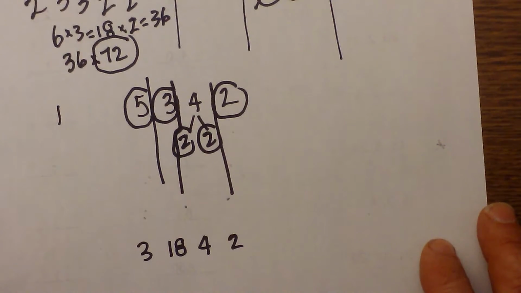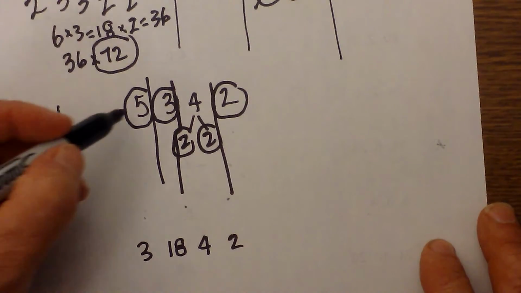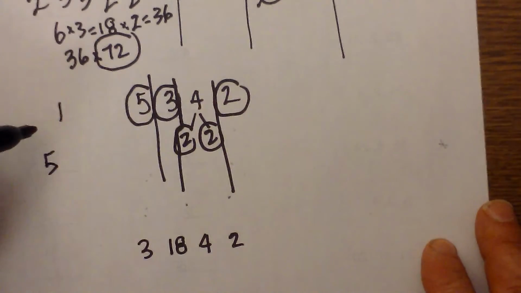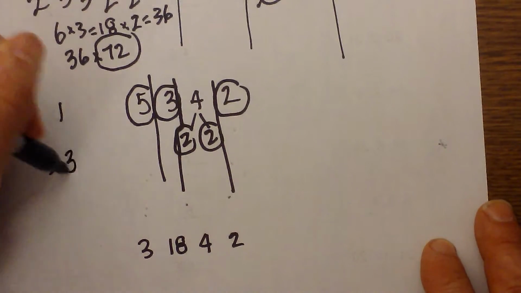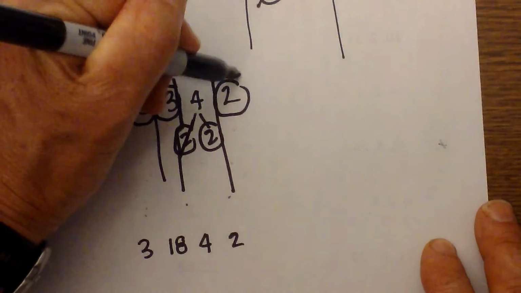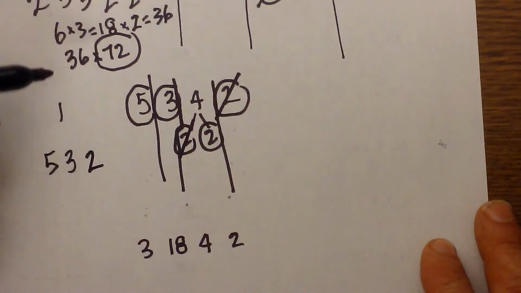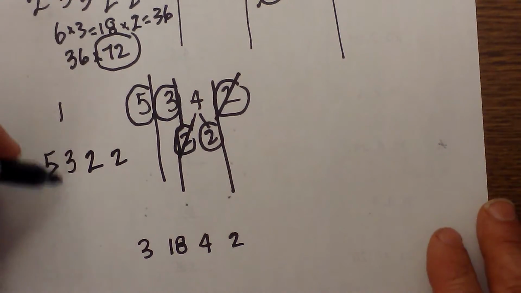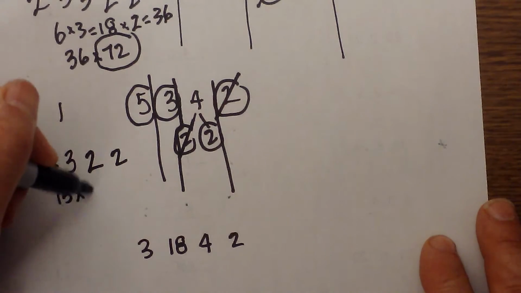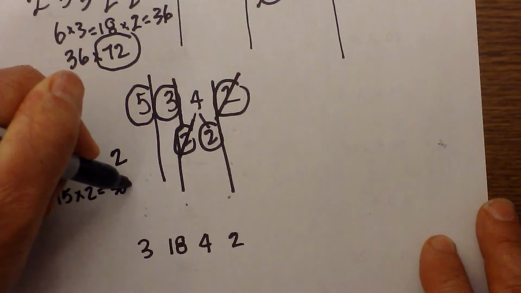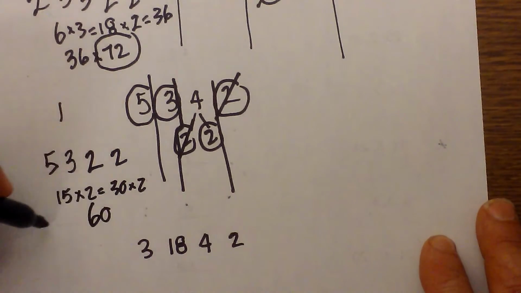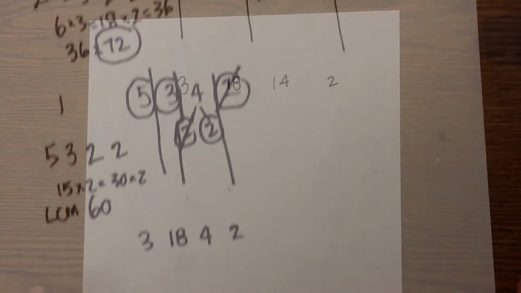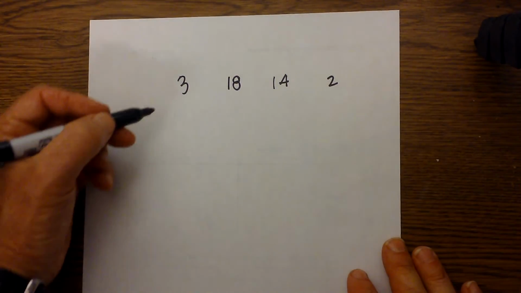Now to find the lowest common multiple, we're going to do first 5, because we have a 5, but it's not duplicated. 3 is not duplicated. The 2 is duplicated here, so we'll write one 2, and we're left with one 2 left over. So now we just go 5 times 3 is 15. 15 times 2 is 30. And 30 times 2 is your LCM of 60.